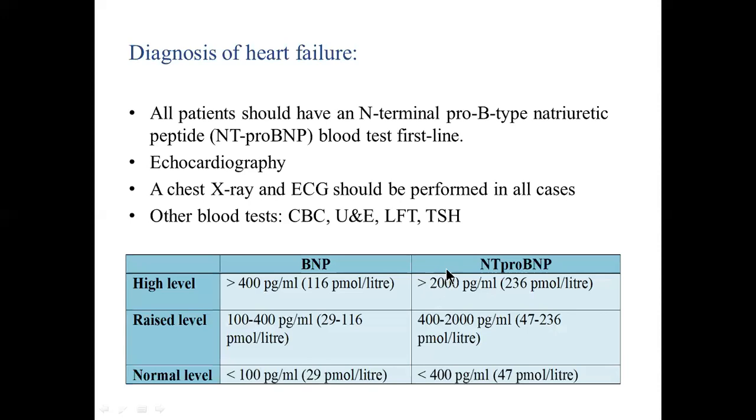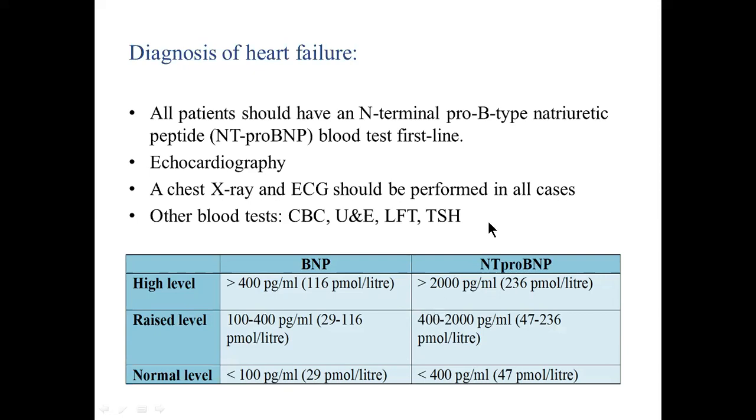If NT-proBNP is more than 2000, which is equivalent to more than 400 in BNP, this is considered a high level. And those patients with high levels, more than 2000, should be referred and require cardiology specialist assessment within 2 weeks with transthoracic echo.